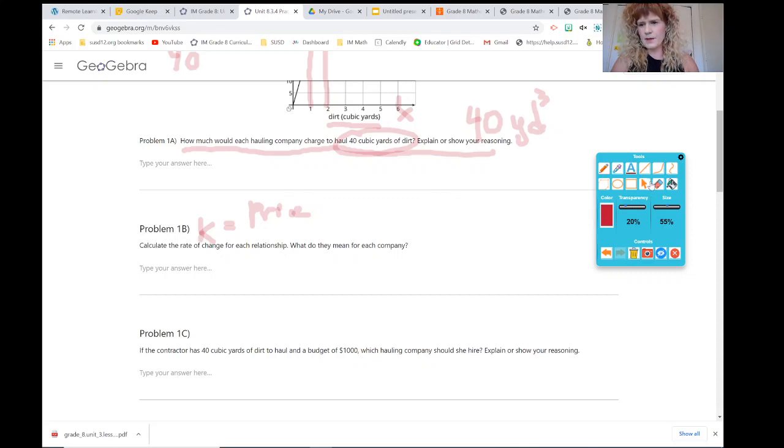Hold on, my pen's not working very well. Let me make it a little smaller and darker.